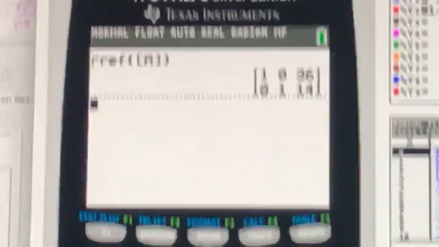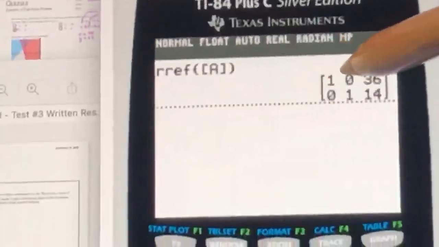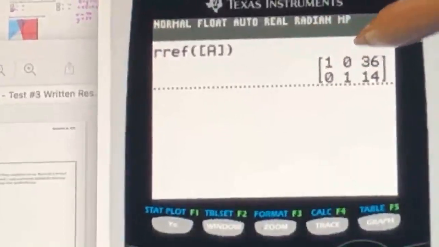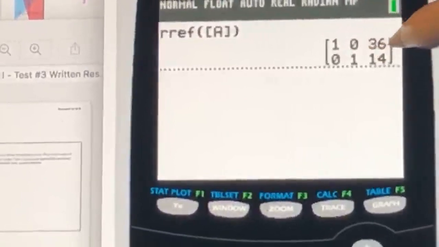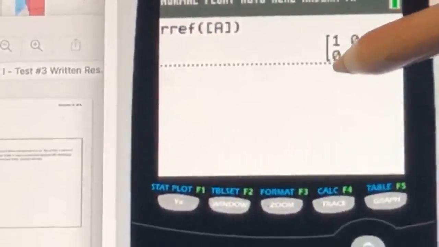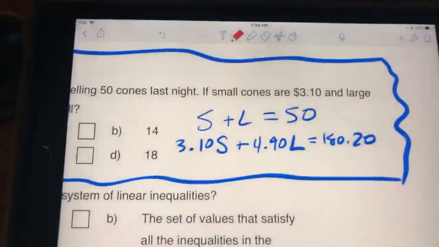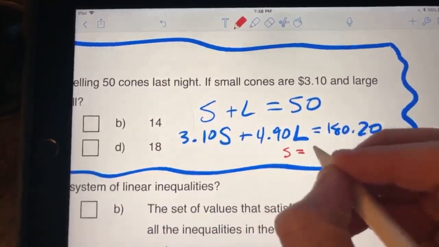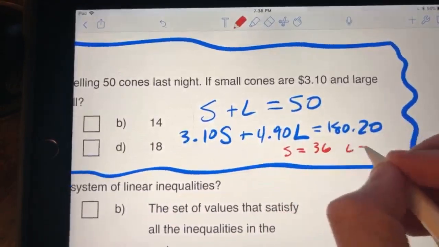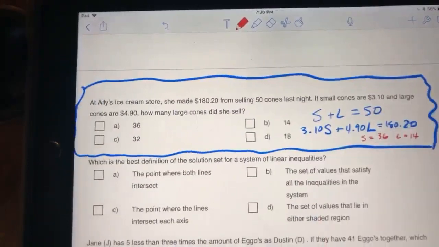Now what does that mean? Remember how we said this was S and this was L. So this top line is saying 1S plus no L's is 36. And this one is saying 0 smalls and 1 large is 14. So that tells me my answer. I know that there are 36 small and 14 large. Like I said, this saves you the effort of doing elimination. Now, how many large cones? Oh, 14.